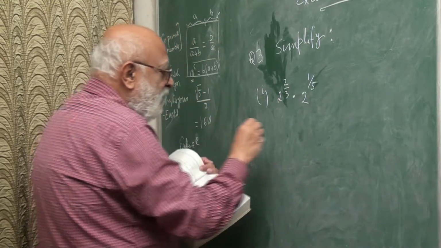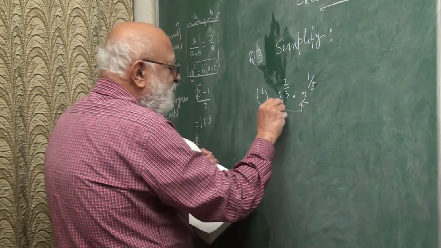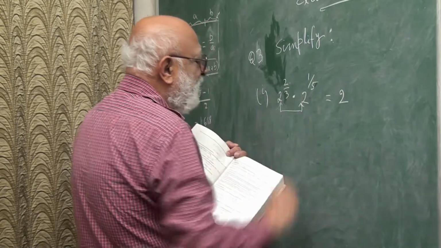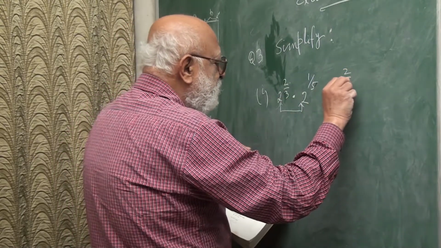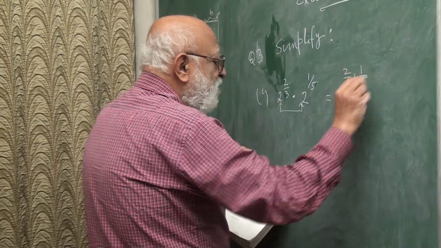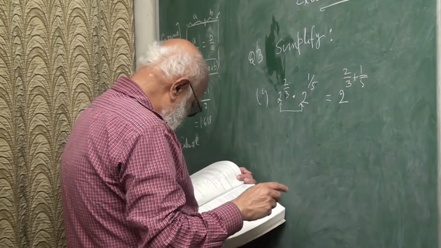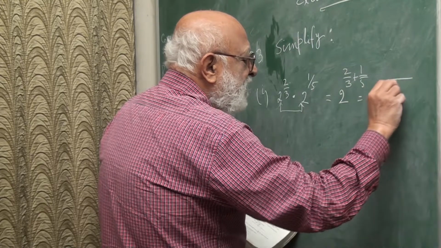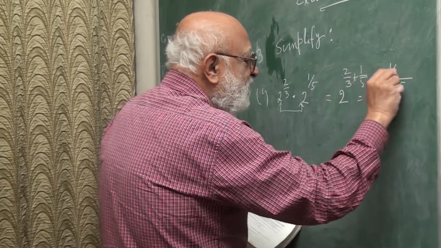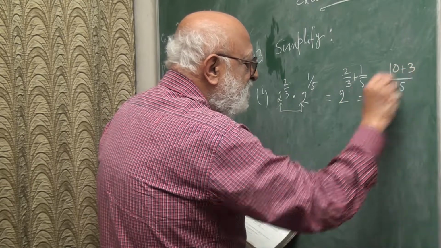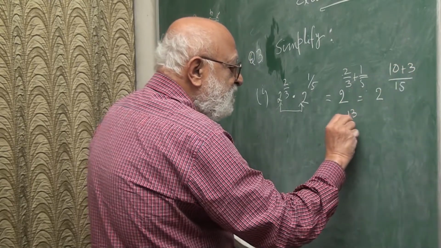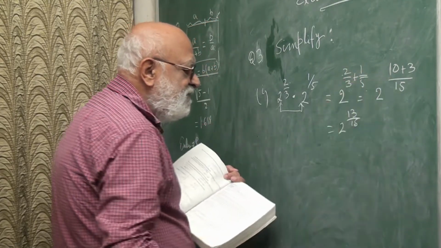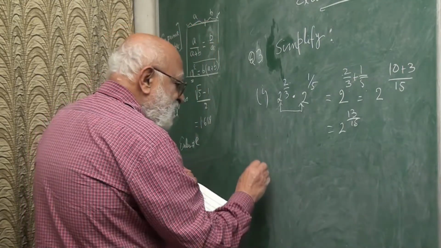What I have to notice is that the base is the same. So I will keep 2 and then add up the powers, the exponents. So this should be 2/3 plus 1/5, and I have to ensure whether there is any negative or not. No, there is no negative. So I will do it this way: 2 to the power, this would be 10, and this would be plus 3, over 15. That would be 2 to the power 13 by 15. Right? I'll go to the next one.